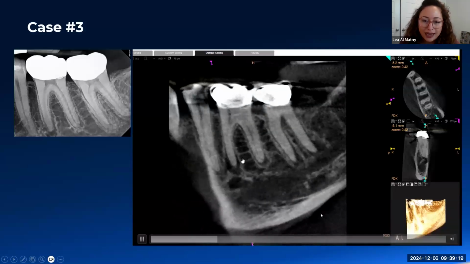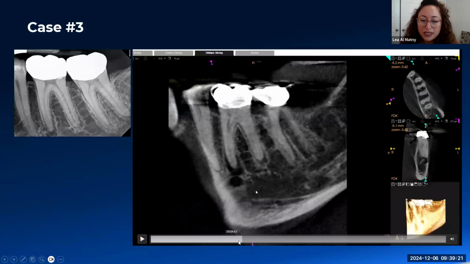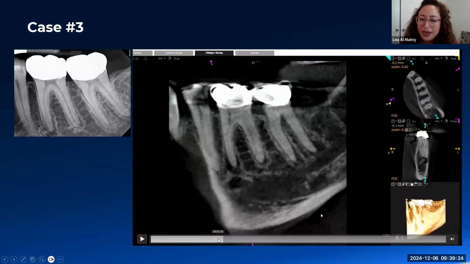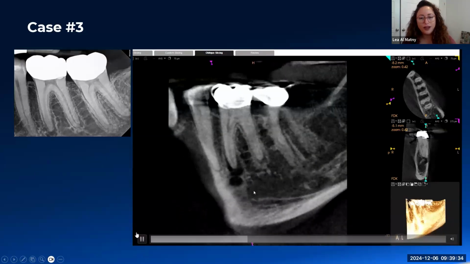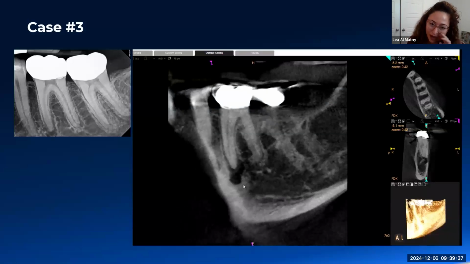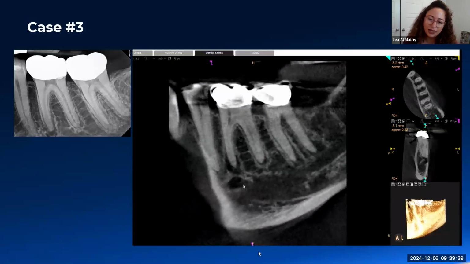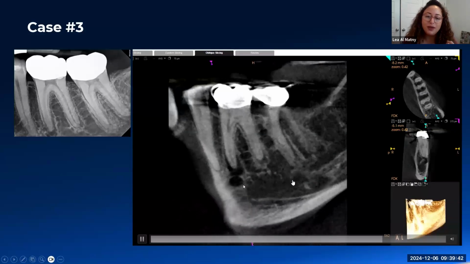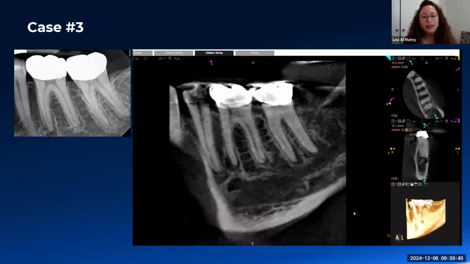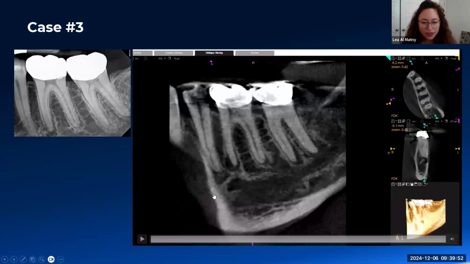Now, when we look at this scan, first we can confirm what we suspected on the periapical x-ray. So we see the periapical lesion around number 19. We also see it around number 18. And you see that thickening of the lamina dura. So I'm going to play that video and you can see the lesions on 19 and 18, but there's something extra that we could detect on the scan that explains the patient's numbness within the posterior mandible.